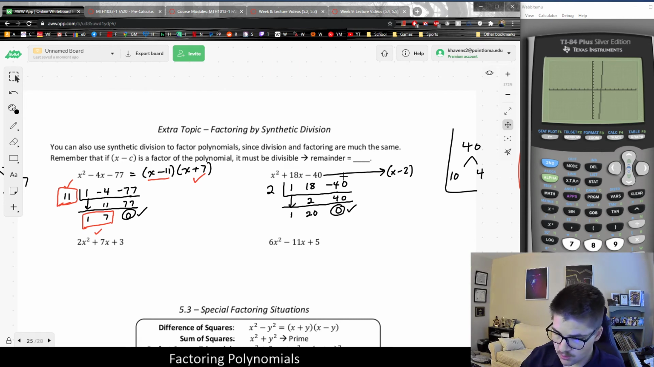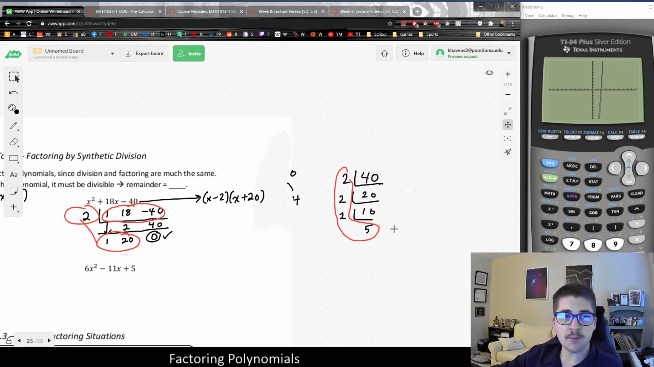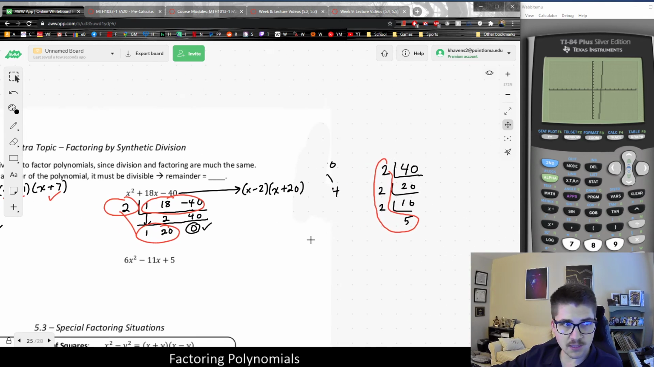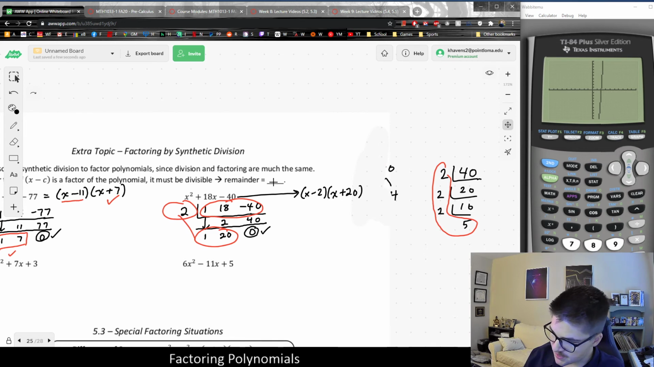Also, what I got as the answer was x plus 20, because that's my quotient. And so, like I was saying before, if I start with a polynomial and get a remainder of 0, that implies that the other two components multiply back together to get the polynomial. Just like over here when I was talking about factoring, right? 40 is comprised of all of these things multiplied together, while x squared plus 18x minus 40 is comprised of x minus 2 and x plus 20. And notice that makes perfect sense here, right? If we follow it out, x squared plus 20 minus 2 is 18x, minus 40.